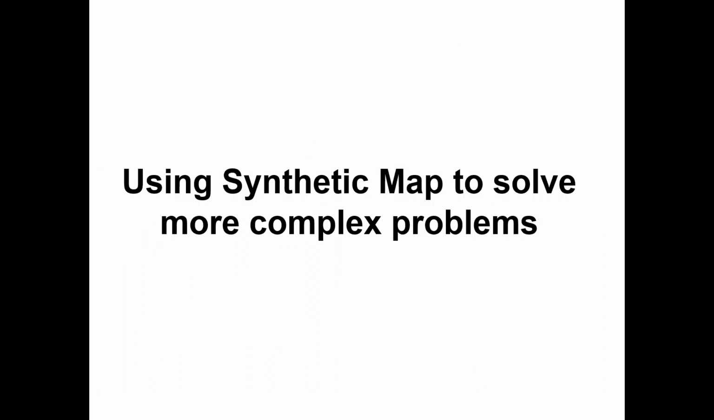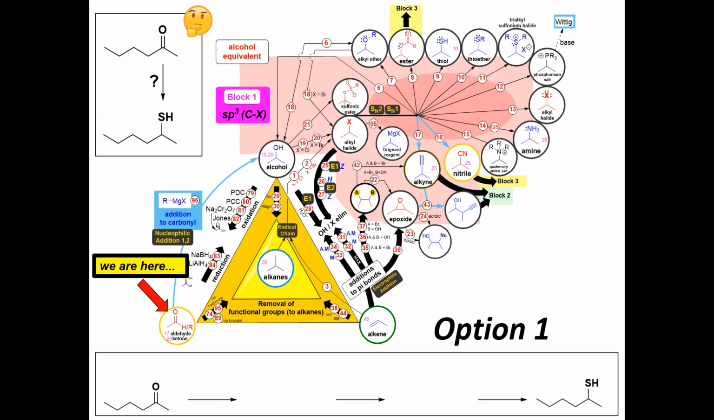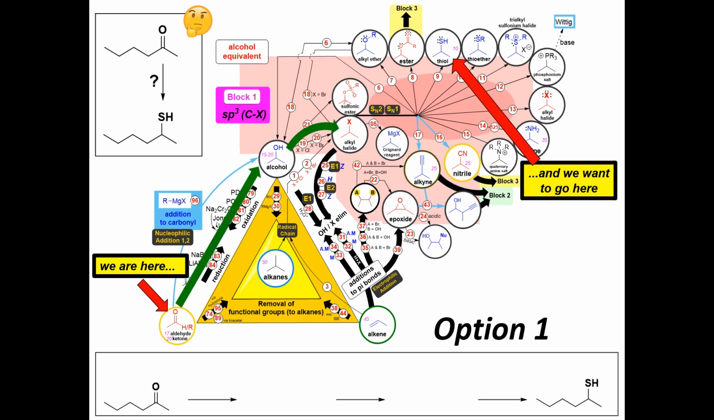If we want to carry out a synthetic transformation that requires more than one step, for example, if we intend to synthesize the following thiol from the illustrated ketone, how can we determine the reagents and the intermediates necessary to carry out this sequence? We first identify the initial and target functional groups. One possible route between these groups would be to convert to the alcohol, then to an alkyl halide, and finally to a thiol. We can then write out the corresponding intermediates for our molecule.